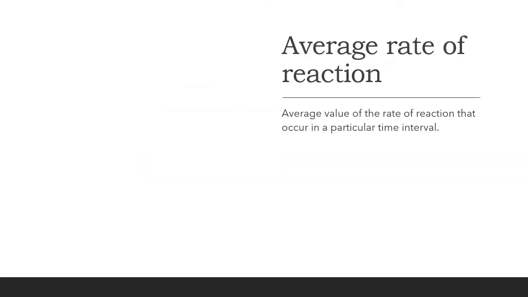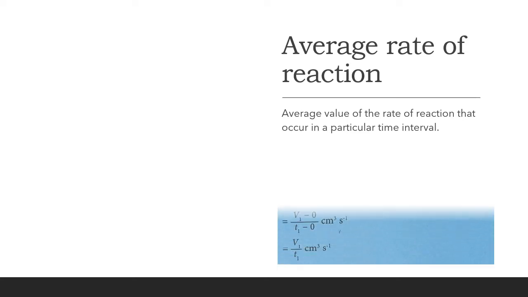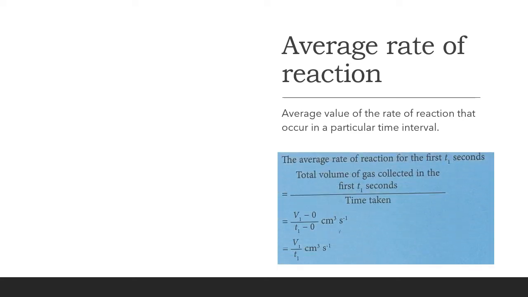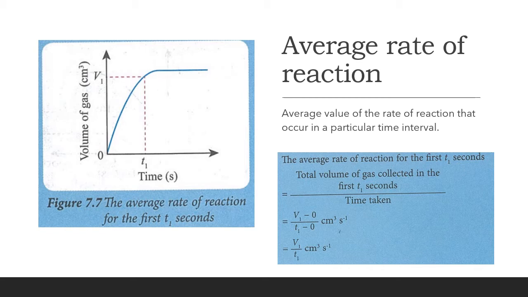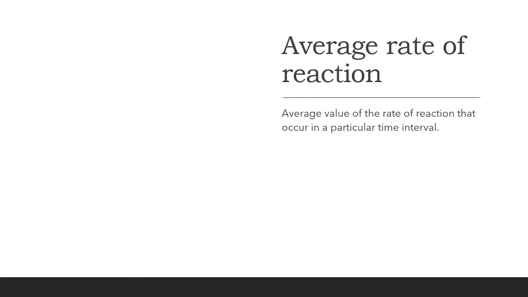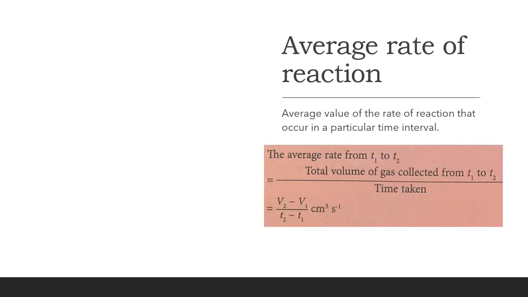Average rate of reaction yang kedua is the average value of the rate of reaction that occurs in a particular time interval. Example here, the average rate of reaction for the first T second is equal to total volume of gas collected in the first T second. T second tu maksudnya in the first minute ataupun in the first second minute, in the first third minute, divided by time taken. Okay, so ini tak ada maksudnya dia tolak dengan kosong sajalah. Okay. Alright, next.